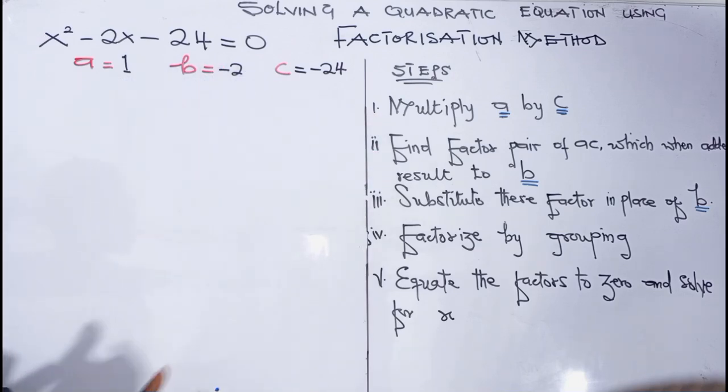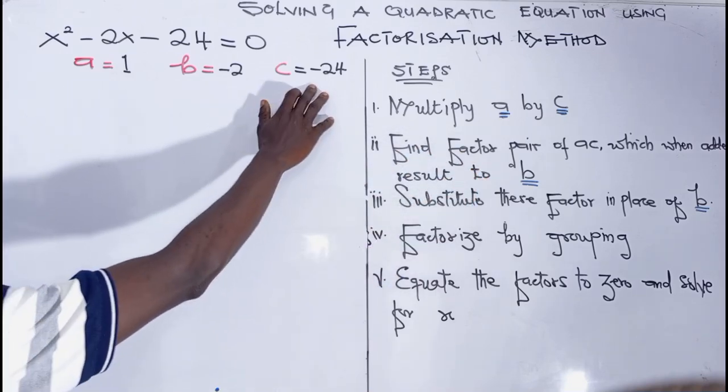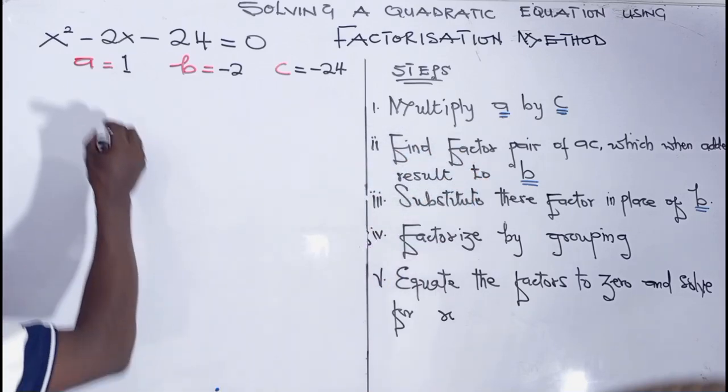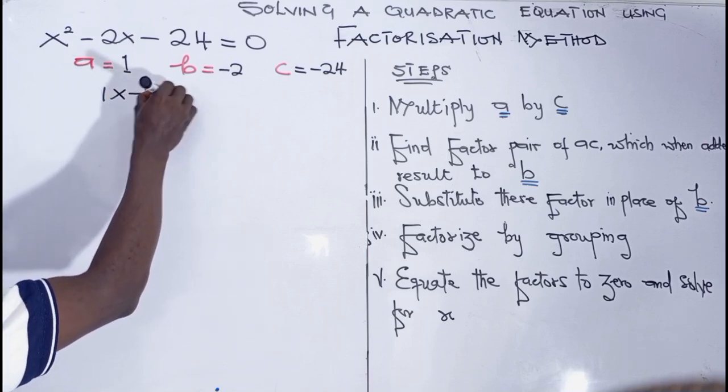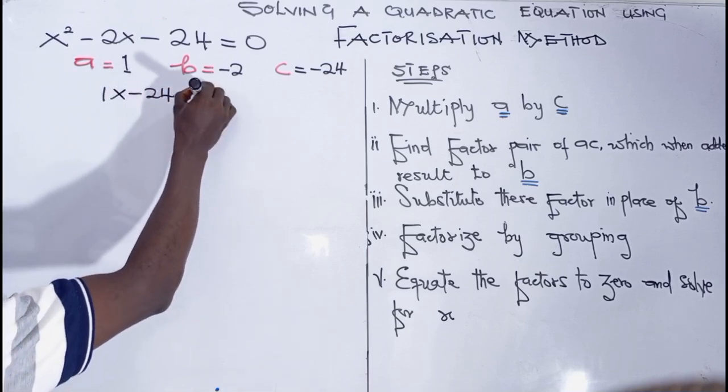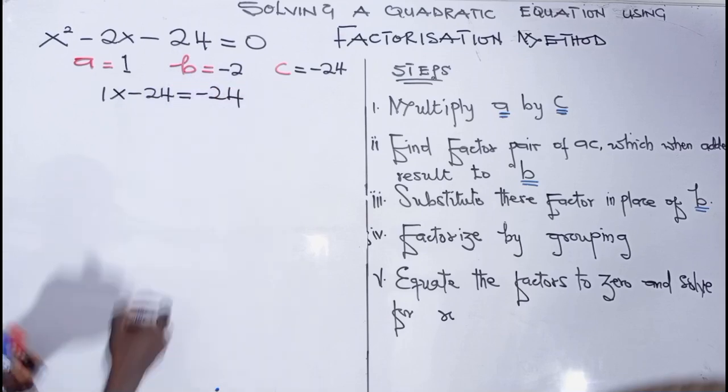So the first step says that multiply a by c. So these are a, these are c. So we are going to do that. So we are going to have 1 times minus 24. That gives us what? Minus 24.